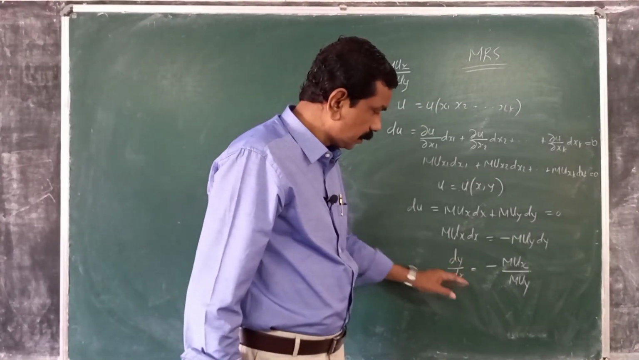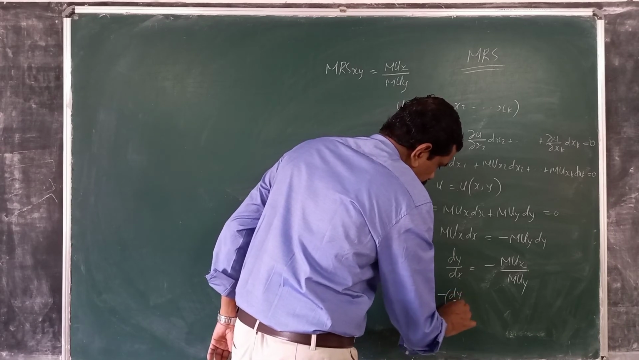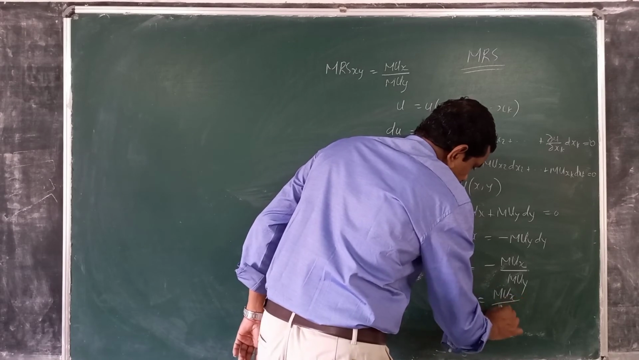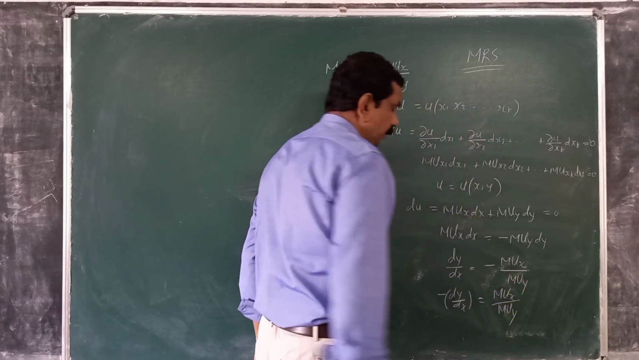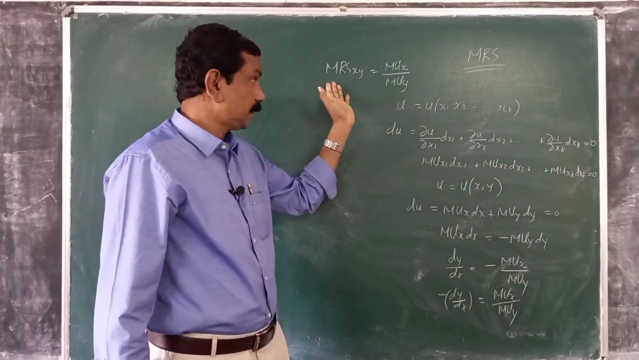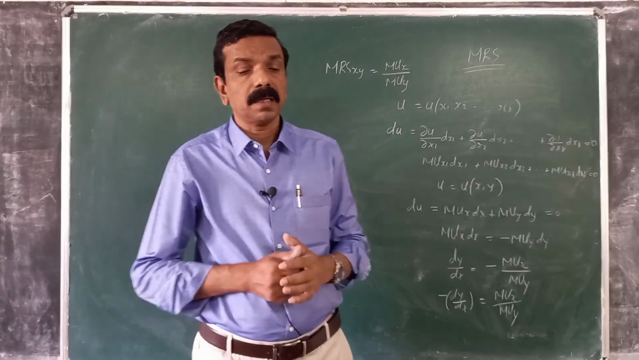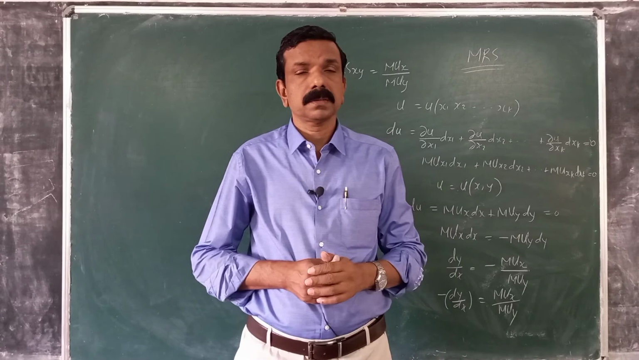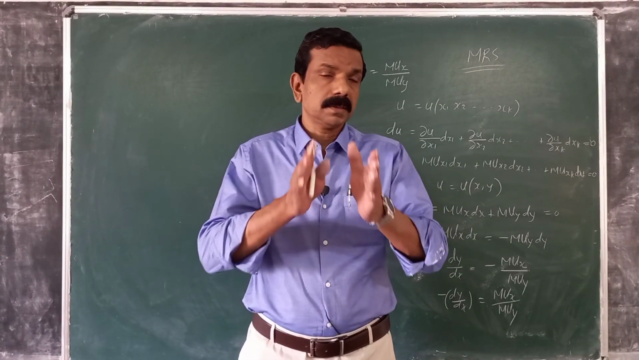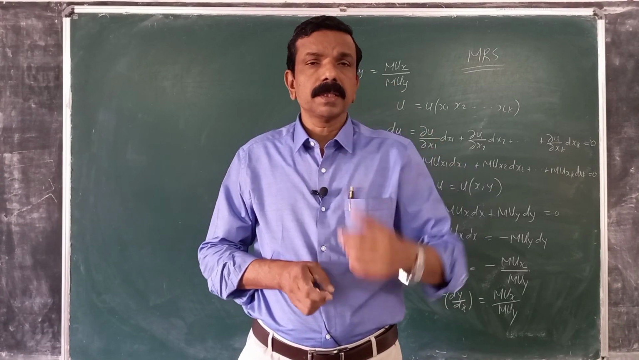And if I define negative of dy by dx, it is equal to MUx by MUy. So this is how MRS xy is related to the ratio of marginal utilities of commodities. And this is a point which we will use when we define the equilibrium of the consumer.